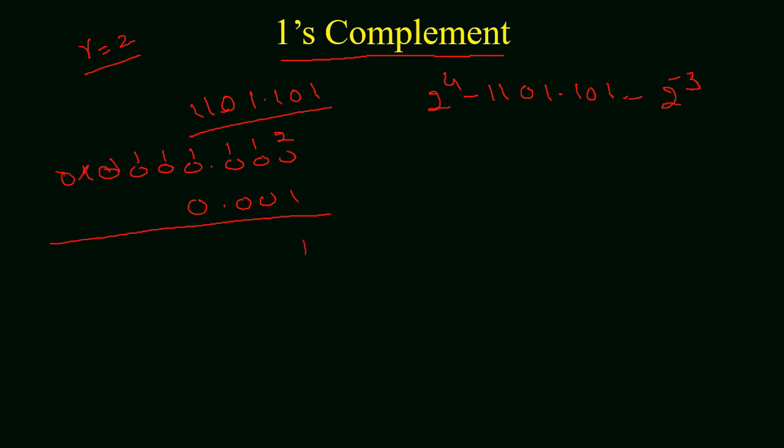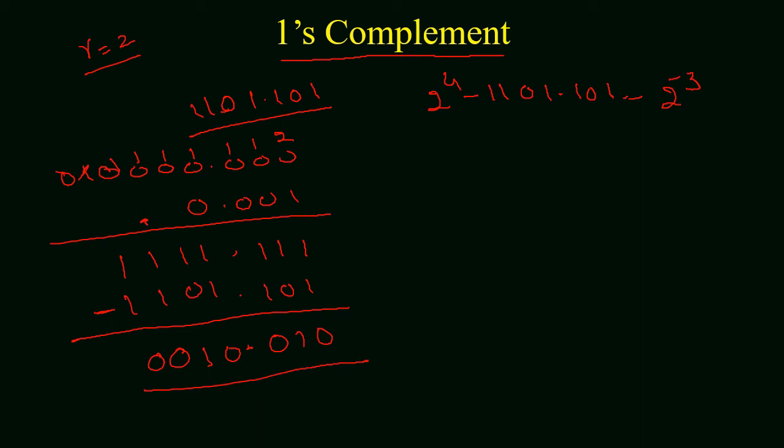Now subtracting, we will have 1111.111. Now subtracting the given number, which is 1101.101, and solving, we will have 0010.010. So 0010.010 will be the 1's complement of the given number.